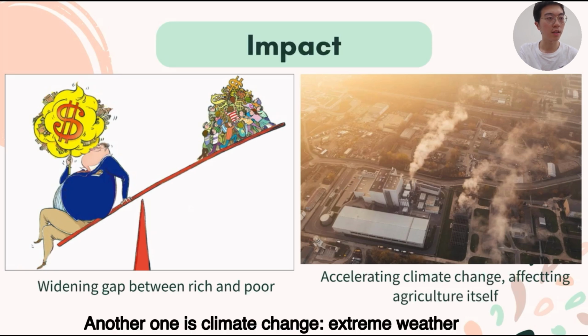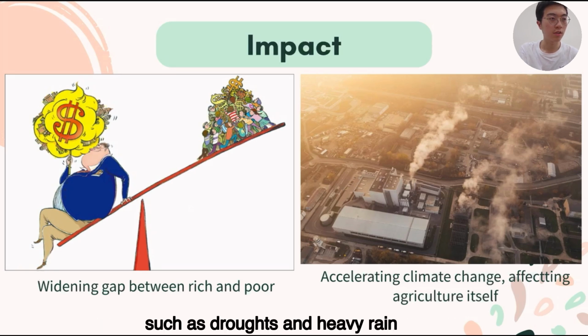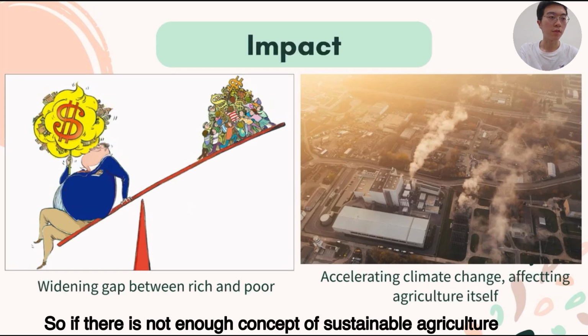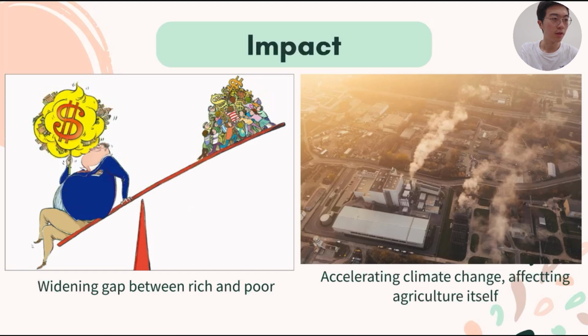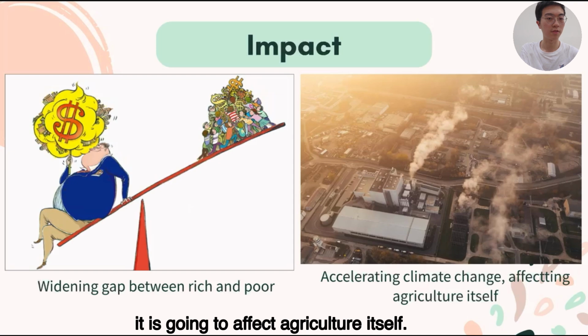Another one is climate change. Extreme weather such as drought and heavy rain affects harvest stability and makes pests and diseases more unpredictable. So if there is not enough concept of sustainable agriculture, it is going to affect agriculture itself.